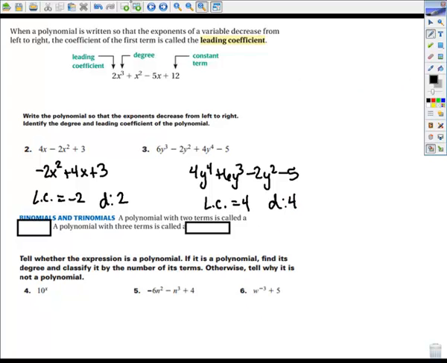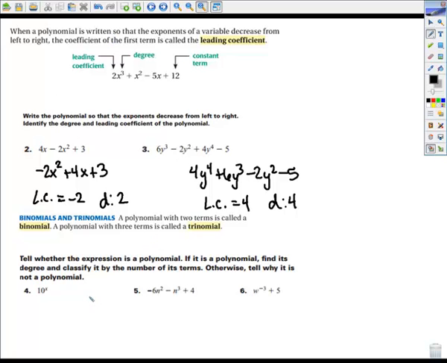We have some special polynomials with certain amounts of terms, and the first one has 2 terms exactly, so we call that a binomial. The root bi means 2, like a bicycle has 2 wheels. A polynomial with 3 terms, I bet you can guess what means 3? Tri. A trinomial has exactly 3 terms.